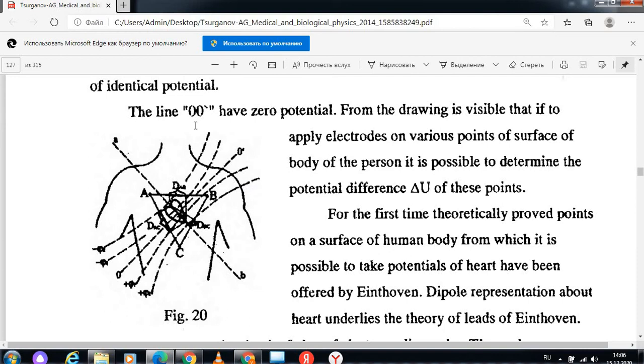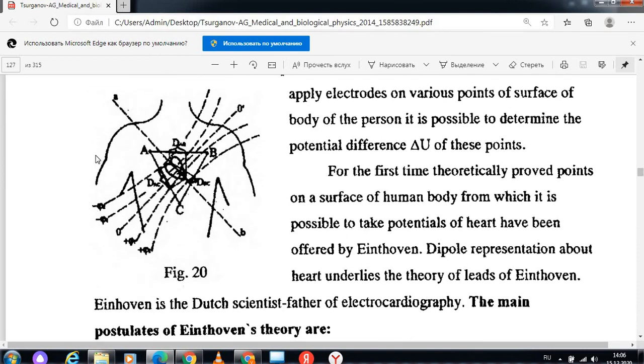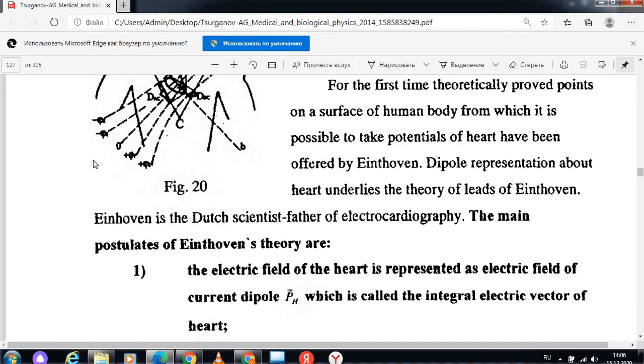The dipole representation of the heart underlies the theory of leads of Einthoven. Einthoven is a Dutch scientist, father of electrocardiography. So we need to talk about the main postulations of Einthoven's theory.